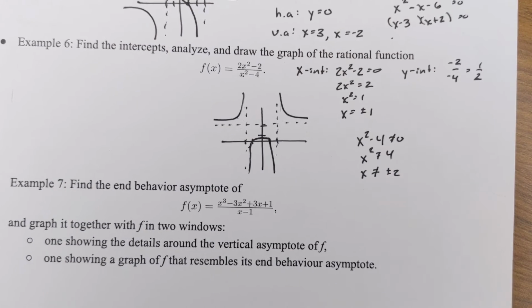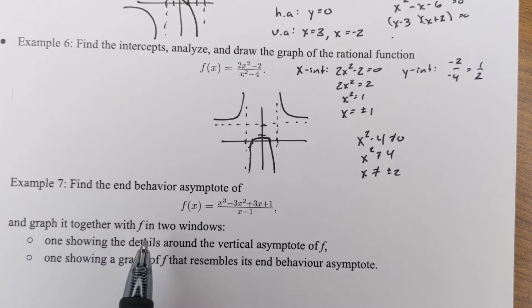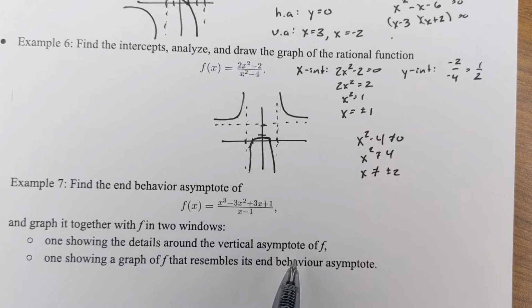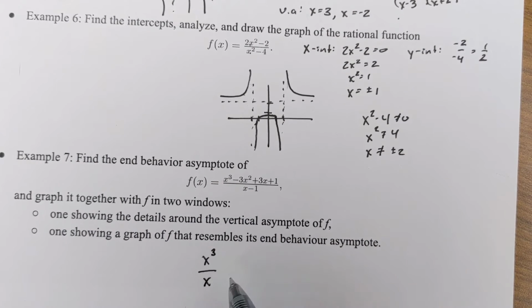Okay, example 7: find the end behavior asymptote of this function and graph it together with f in 2 windows, showing the details around the vertical asymptote. And well, we're not going to do the graphing part. So the end behavior asymptote, that's where you just take the lead terms. So the end behavior asymptote for this function is just x squared.